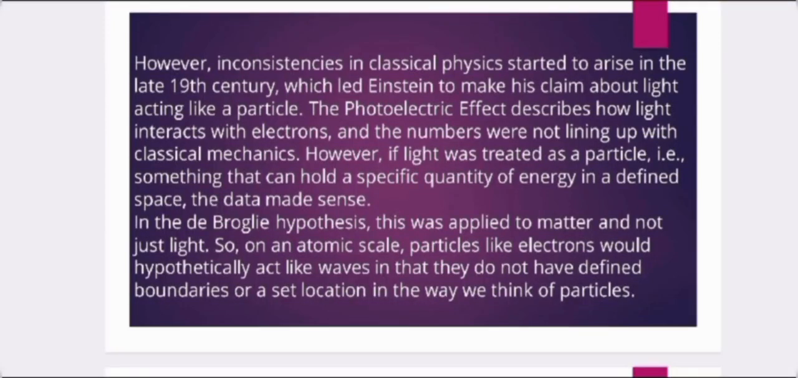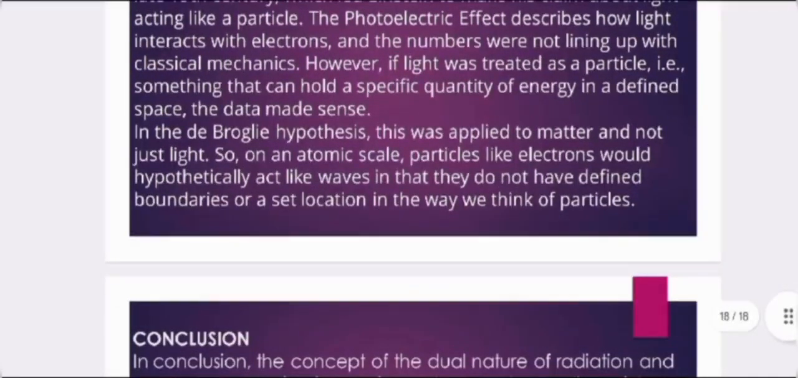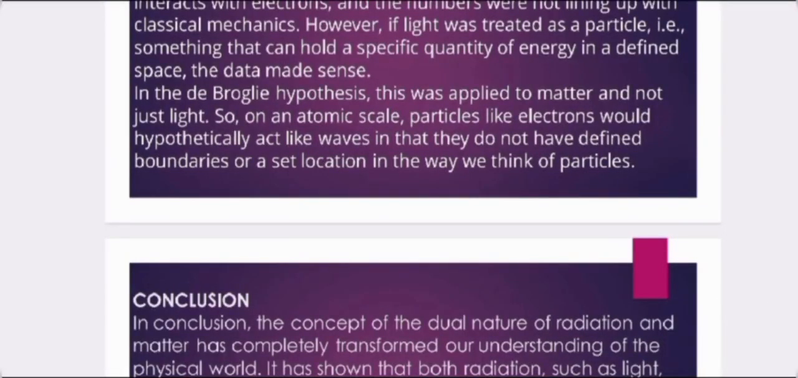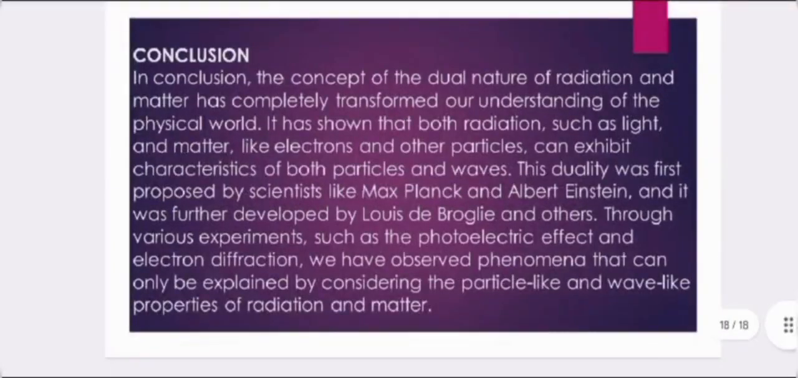The photoelectric effect describes how light interacts with electrons, and the numbers were not lining up with classical mechanics. However, if light was treated as a particle, something that can hold a specific quantity of energy in a defined space, the data made sense. And in the de Broglie hypothesis, this was applied to matter and not just light. So, on an atomic scale, particles like electrons would hypothetically act like waves in that they do not have defined boundaries or a set location in the way we think of particles.